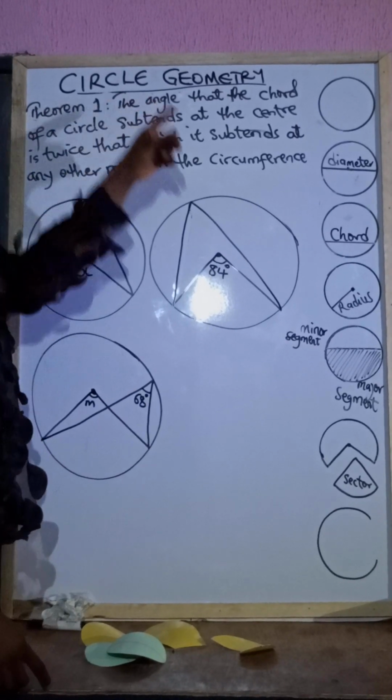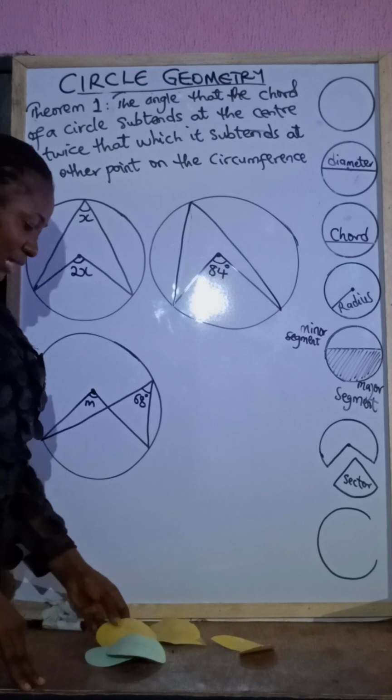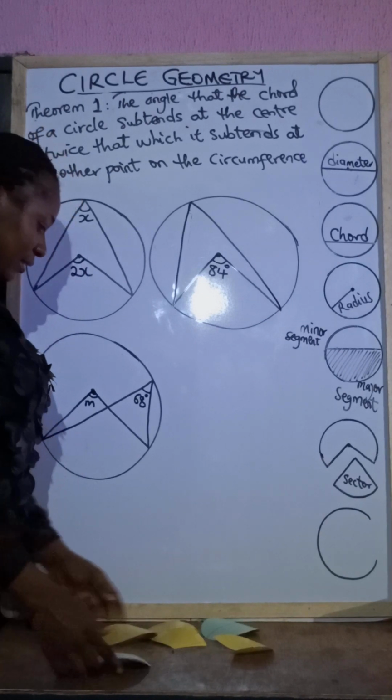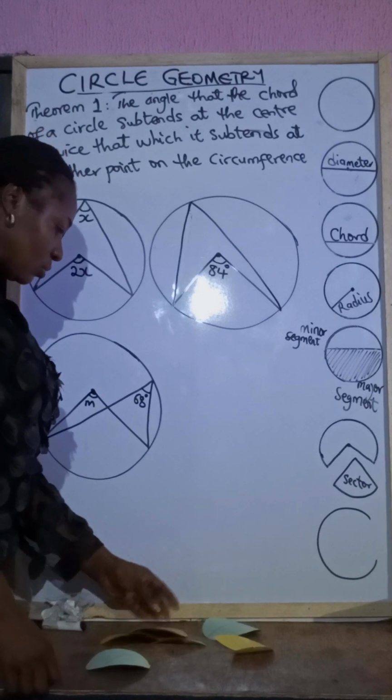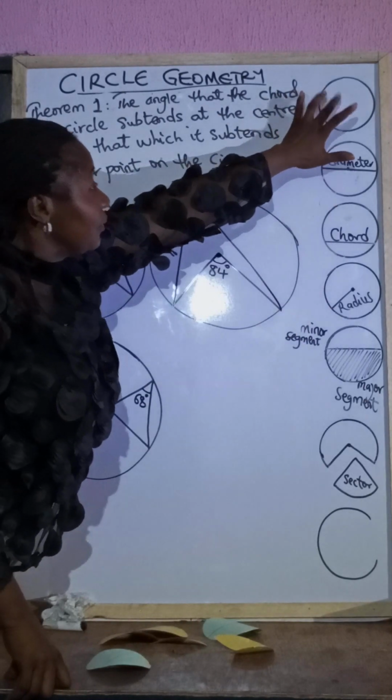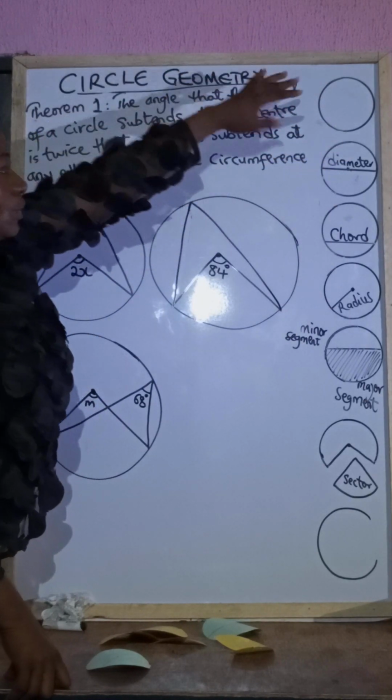Today we want to look at circle geometry. So first we need to understand the properties of a circle. First, we want to look at this. This is the circle. We all know this shape called a circle.